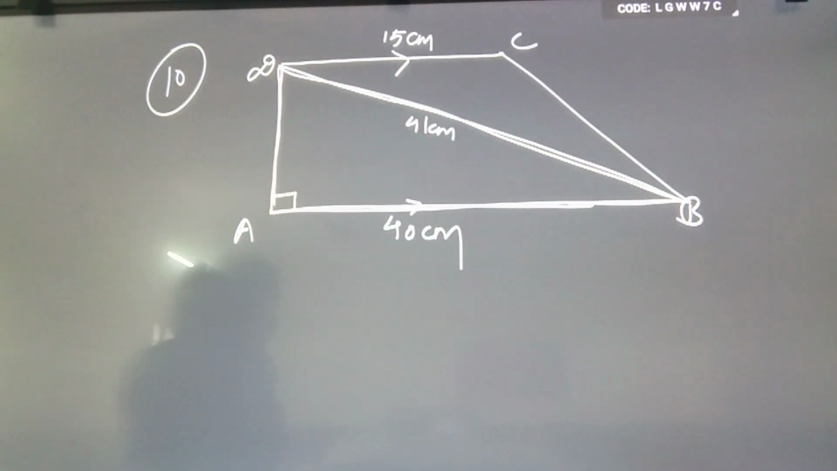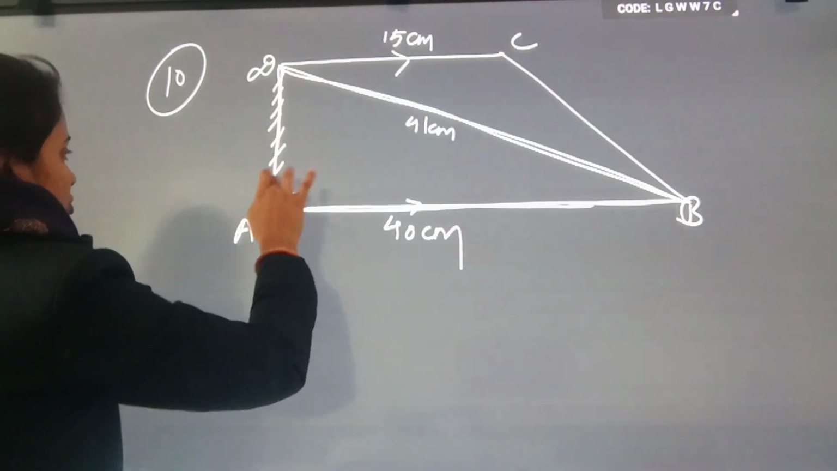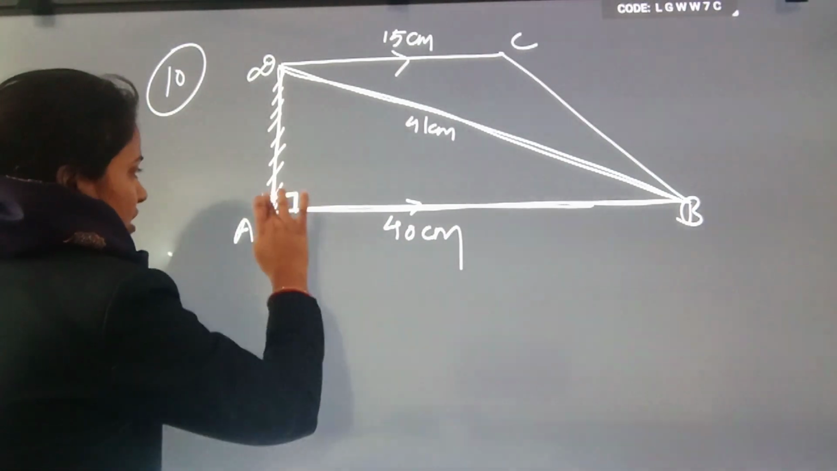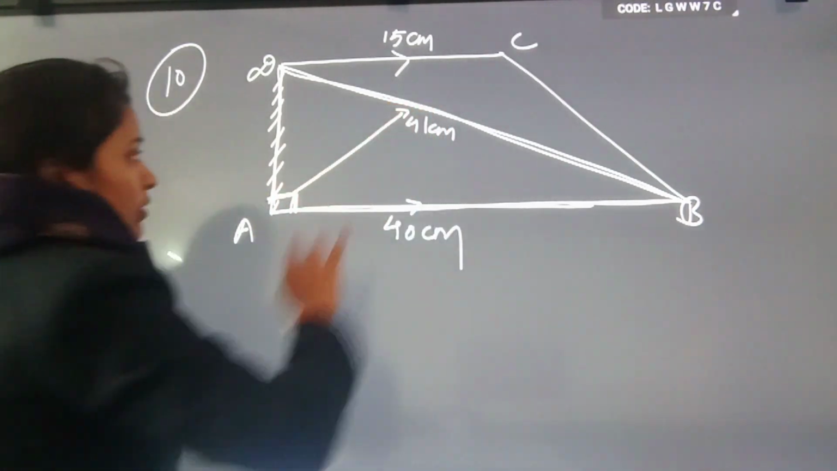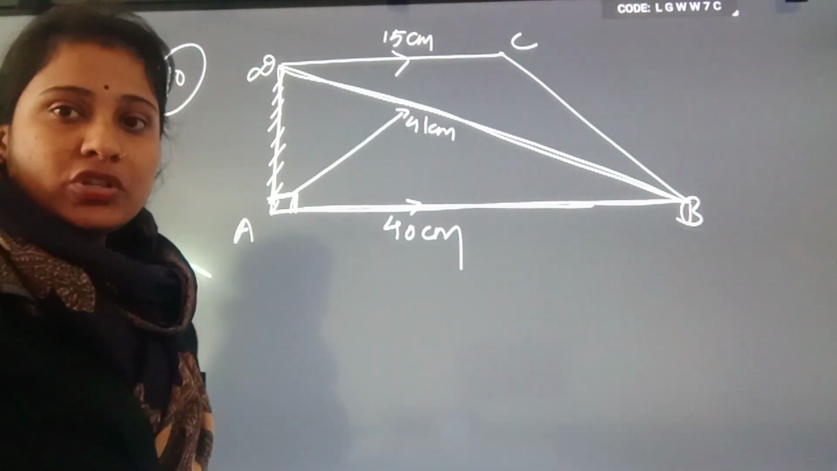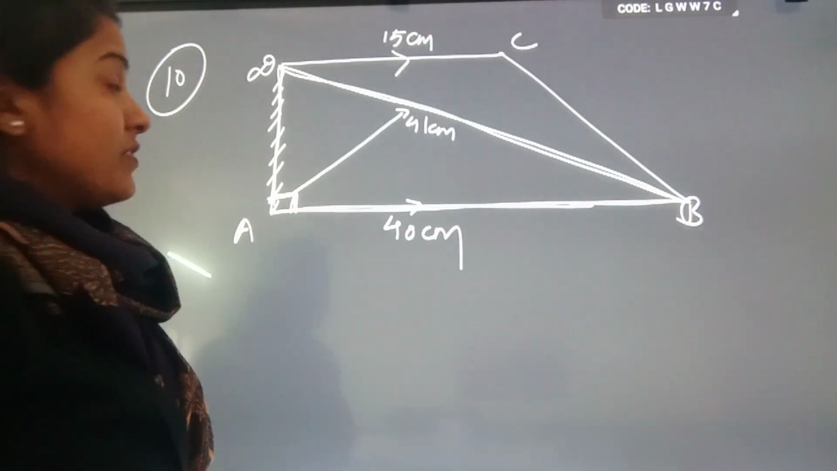Now what are the things asked in it? First, they are asking us to find the length AD. This length they are asking us to find. Can you see in this triangle, the angle A is 90 degrees. So what about this side? Obviously this will be the hypotenuse. So by using Pythagoras theorem, we can easily find the length of side AD.